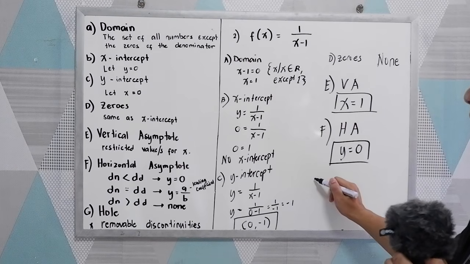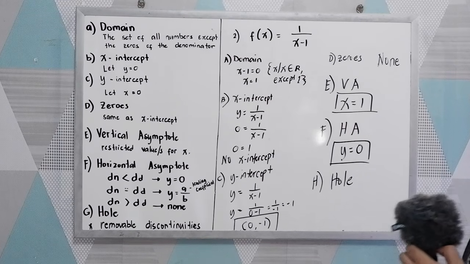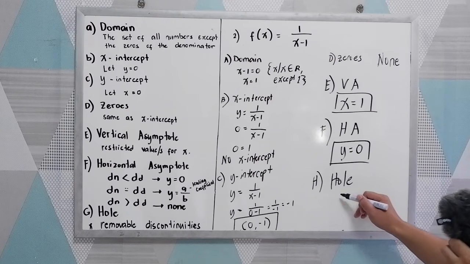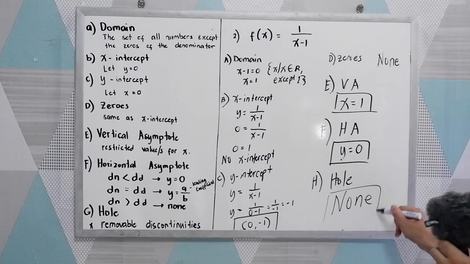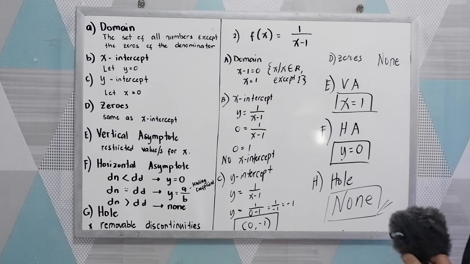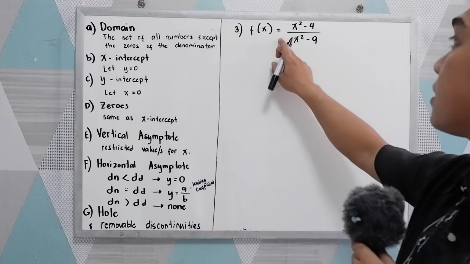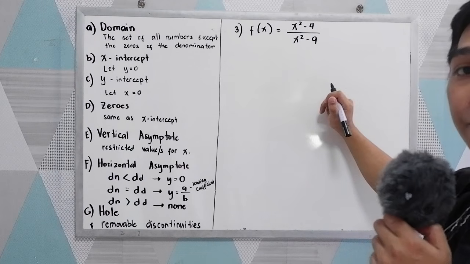And lastly, to find the hole, we don't have a common factor both in the numerator and denominator. So, for the hole, none. Example number 3. f of x is equal to x squared minus 4 all over x squared minus 9.